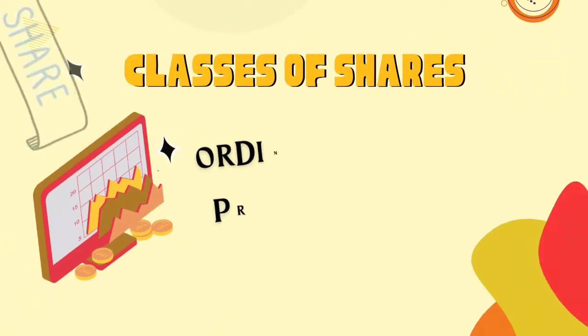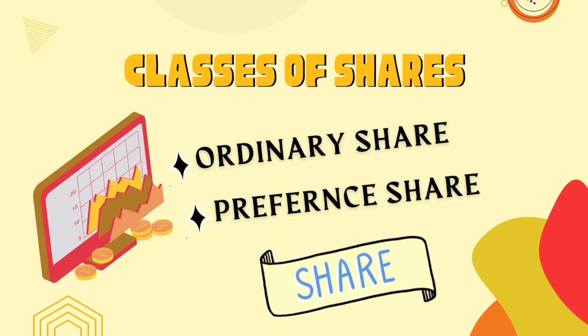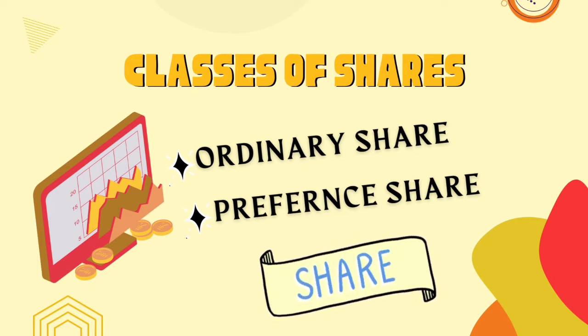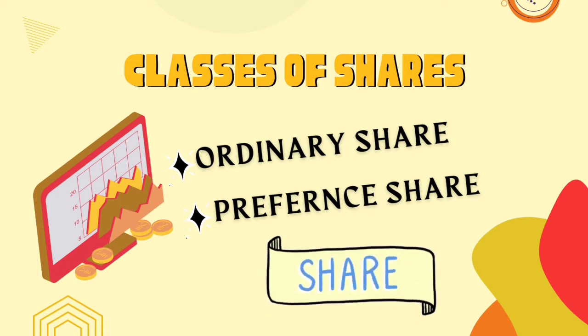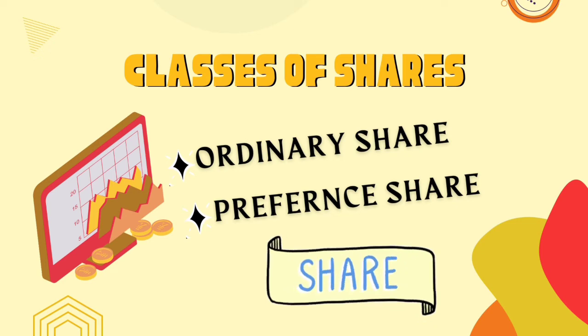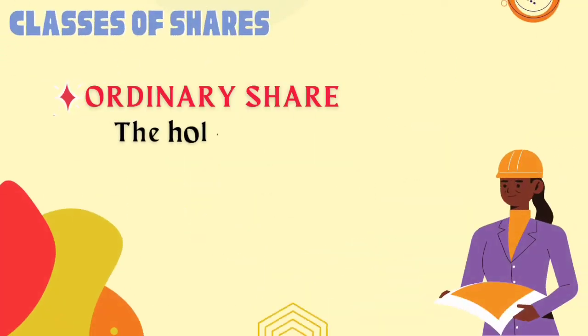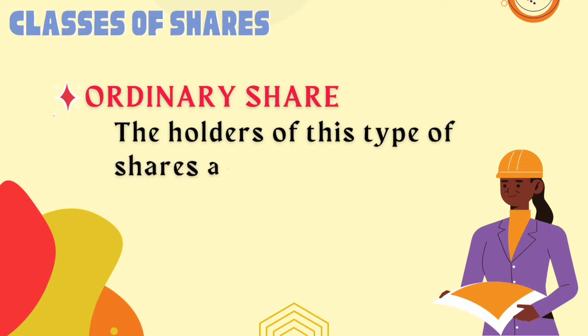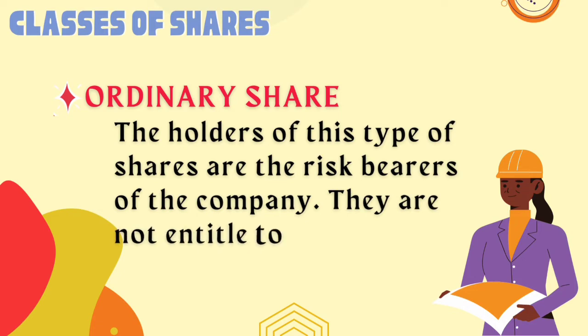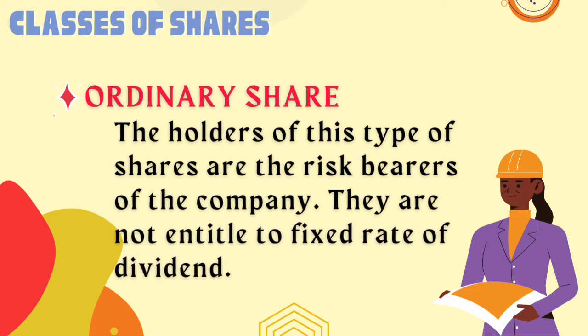All right, so let's move further. What are the classes of shares? Because we mentioned that the shareholders contribute some amount of money, and that amount of money is called shares. Now, shares are classified into two. We have the ordinary shares and the preference shares. The holders of ordinary shares are the risk bearers of the company. They are not entitled to a fixed rate of dividends. Dividends are benefits. They receive whatever is left after the preference shareholders have been paid their own dividends.